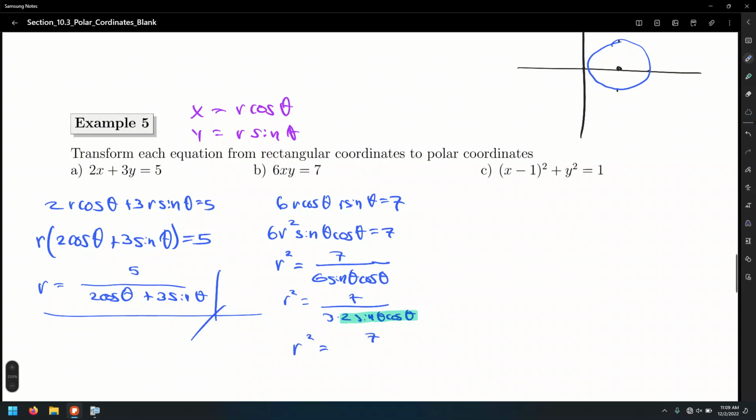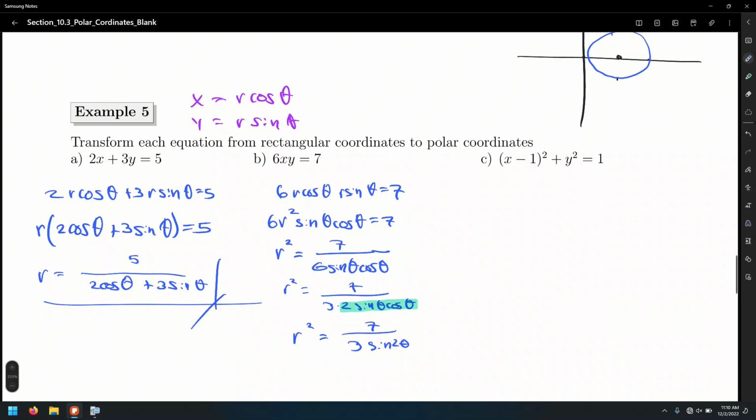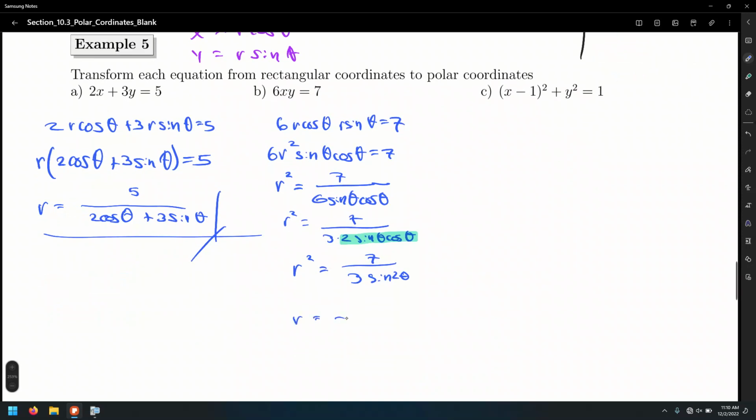But the issue here anyway is that we have 3 times sine 2 theta, and we wouldn't be able to get r by itself because we have it squared. We would have to use the square root property. That will give us two solutions: r equals plus or minus the square root of 7 over 3 sine 2 theta. And you don't have to write the plus or minus, just leave it in implicit form.